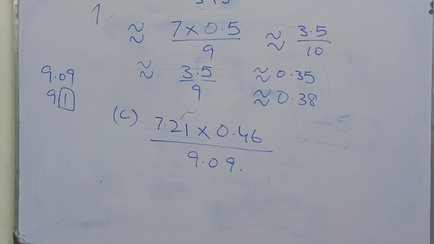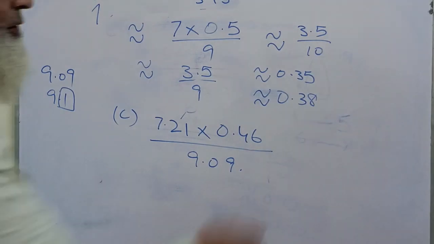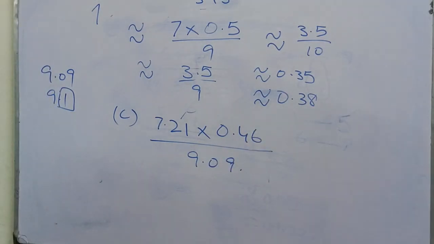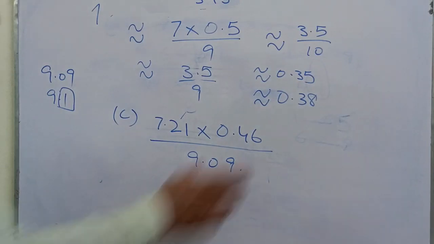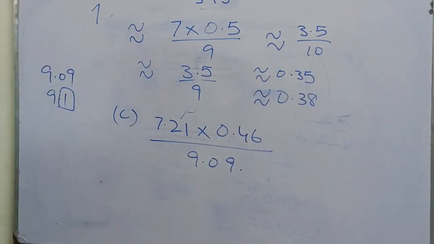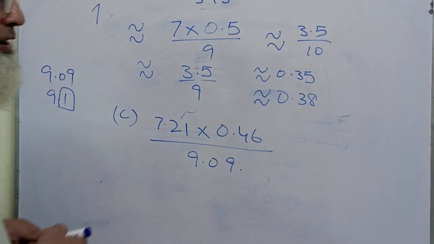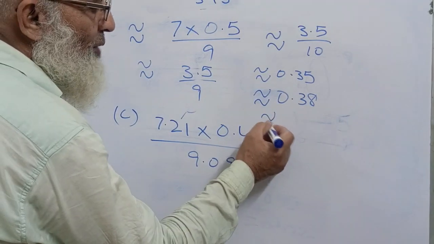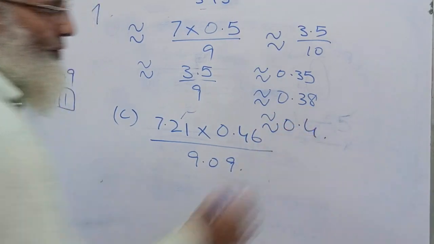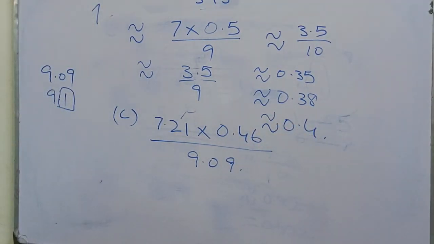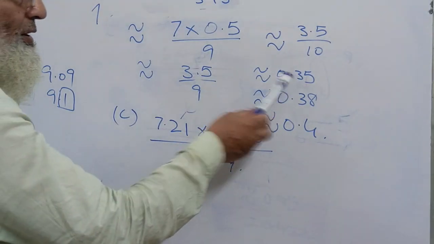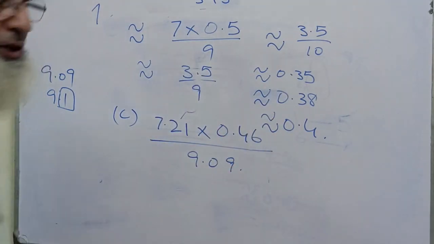So what does the book say about this one? Well, yes, both are acceptable. But since we are doing estimation, this will become 0.4. You see how we changed this to this.